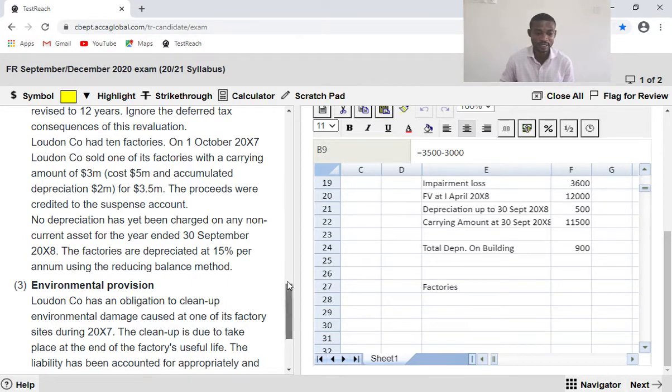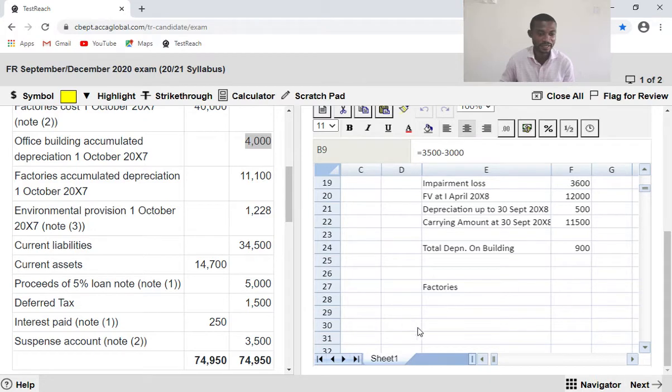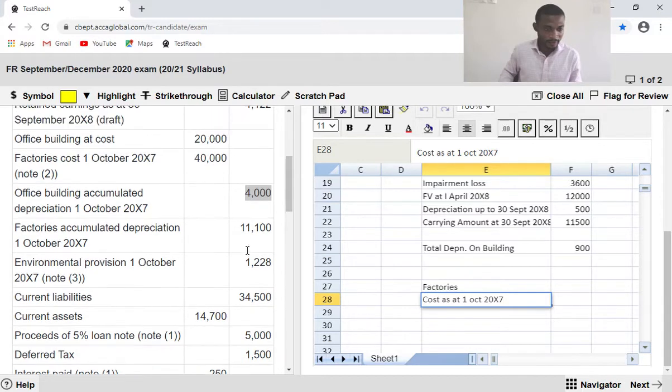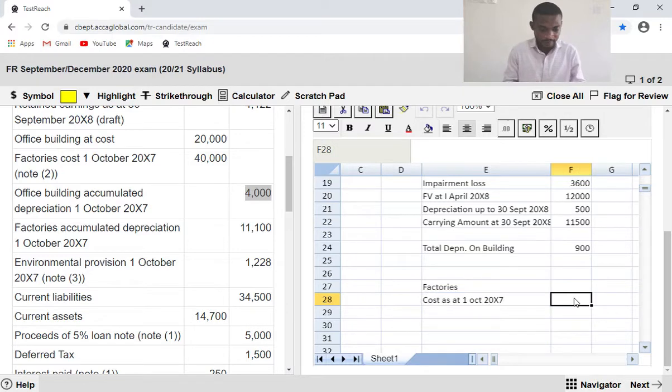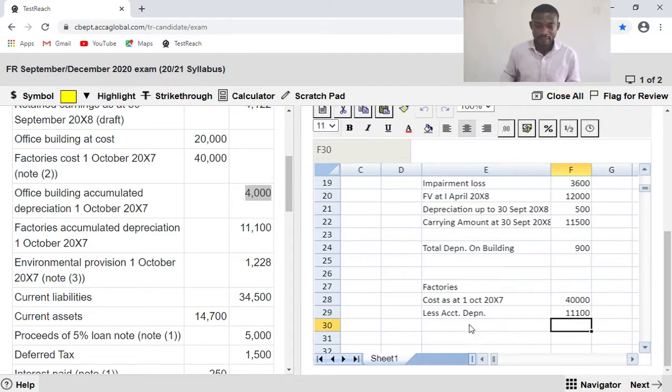So what we'll do is that let's go to the trial balance. I'll pick the factory, the cost, which is here. So I'll say cost as at 1st October 20X7, which is given here. Here is it. It's 40,000. I'll put it here. 40,000. Then I'll say less accumulated depreciation. Keep it simple. It's the rule of the game. I'll say equal to 11,100.